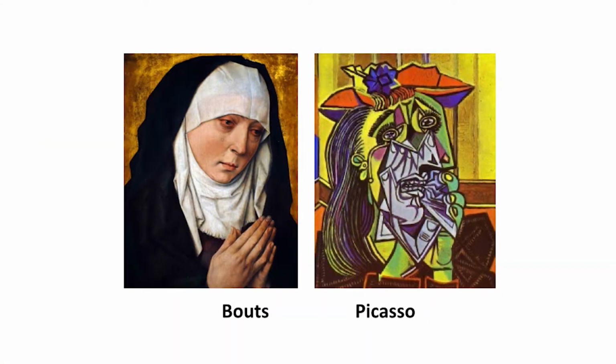The second set of images illustrates more dramatically the contrast between conventional and Cubist perspectives. The painting on the left is called The Weeping Madonna by a 15th century Dutch painter named Dirk Boots. Now, there's no doubt that this is also a very beautiful and deeply emotional image of a woman in sadness.